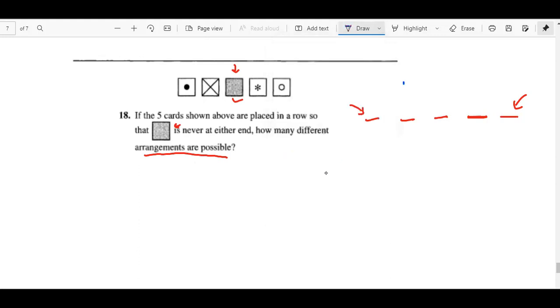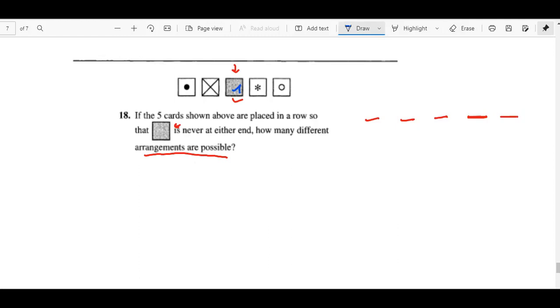Okay. All right. So the total number of cards is 5, so I have 5 places. And the condition is that on either end, you cannot have this card, right? So let's write down the possibilities. I have 5 slots, and for the end slots I cannot have every card. I just have 4 options for the end slots.